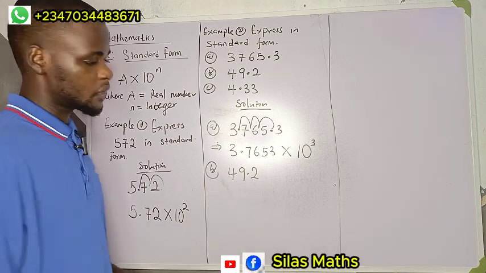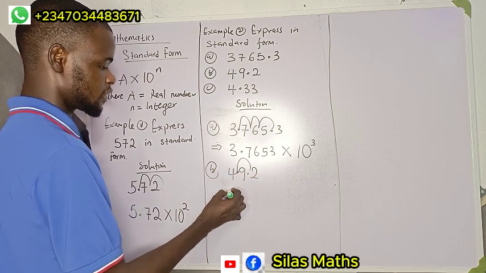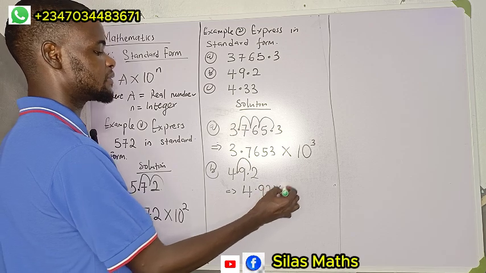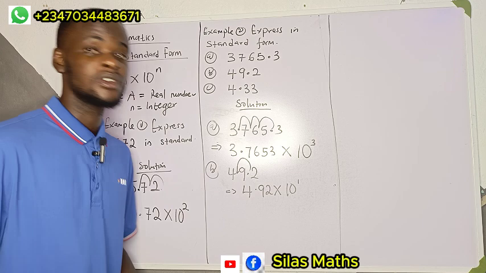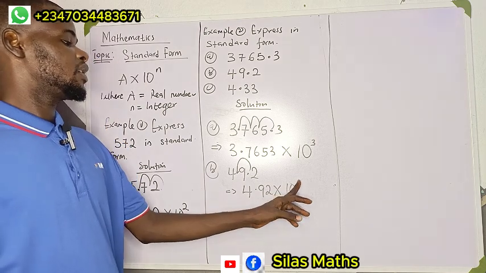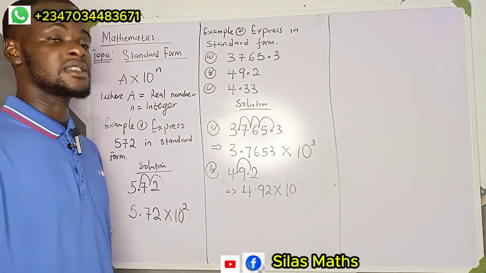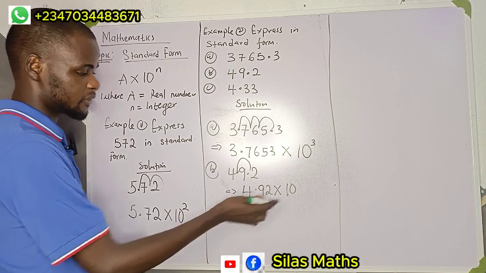49.2. So we're going to move the point how many times? Once. So just once. So this becomes 4.92 times 10 to the power of 1. Or you can as well not write this one. It's still the same thing because 10 is the same as 10 to the power of 1. So that's that for this one.